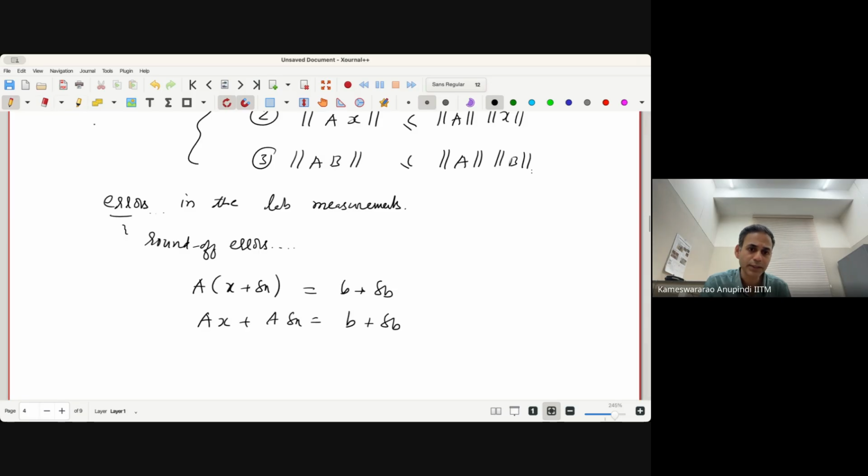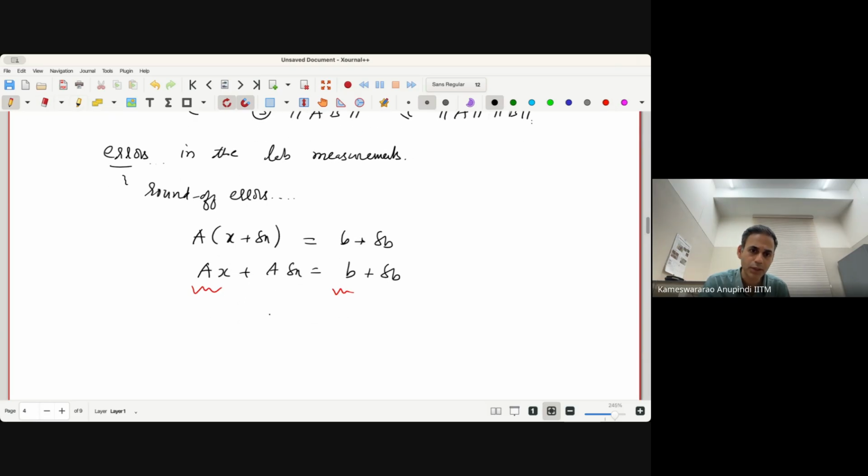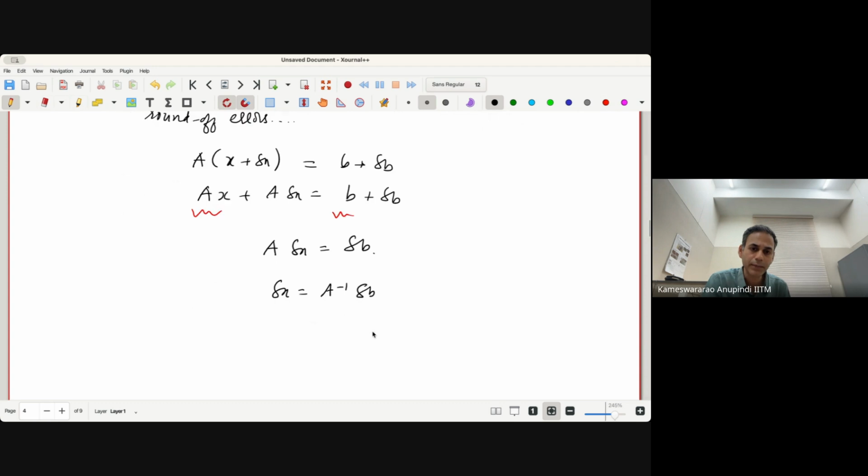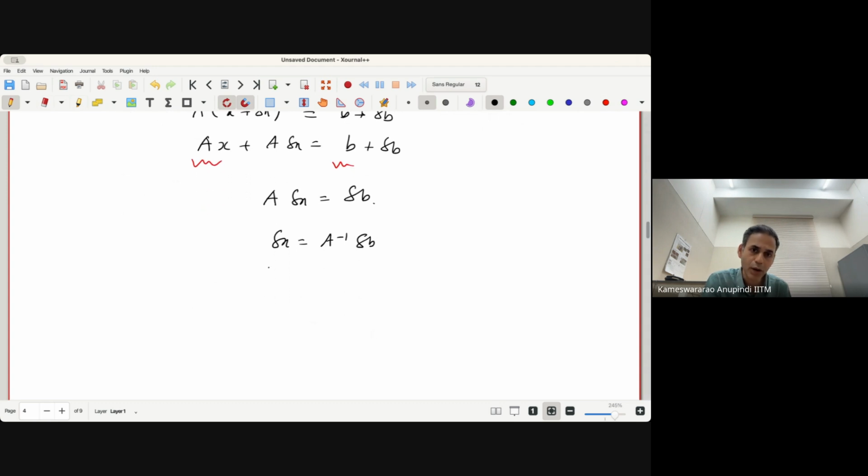Then we know that essentially AX equals B, right? So these two can be cancelled on both sides. Then what we end up with is A times delta X equals delta B. That's what I have, right? So I can write this as delta X equals A inverse delta B. Then I can take the norms of this. So I can say norm of delta X equals norm of A inverse times delta B.